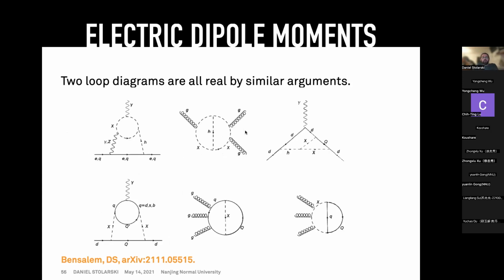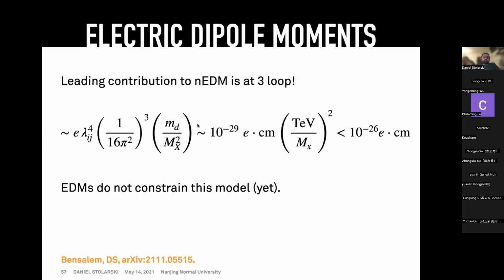And actually, then you can enumerate all the possible 2 loop diagrams, and the same thing happens. All the possible 2 loop diagrams turn out to be real, and they do not contribute to EDMs. So the leading contribution is a 3-loop. We certainly didn't calculate the 3-loop diagram, but you can estimate it. And the important factor is this one, the loop factor cubed. And you get something like this, while the limit is 10 to the minus 26 e cm. So we're a factor of 1,000 away from the limit, for a TeV scale mediator. And so the electric dipole moments do not constrain this model at all, even though you do have TeV scale CP violating physics.